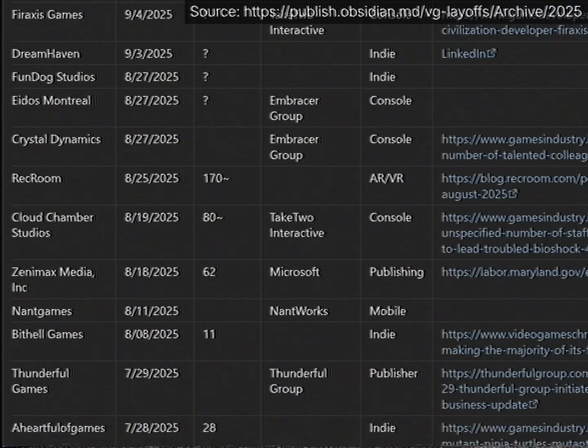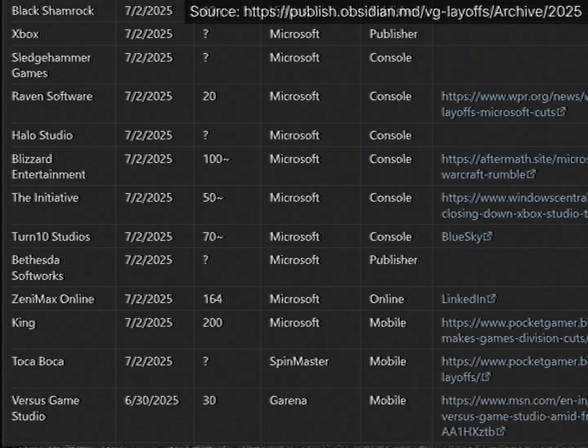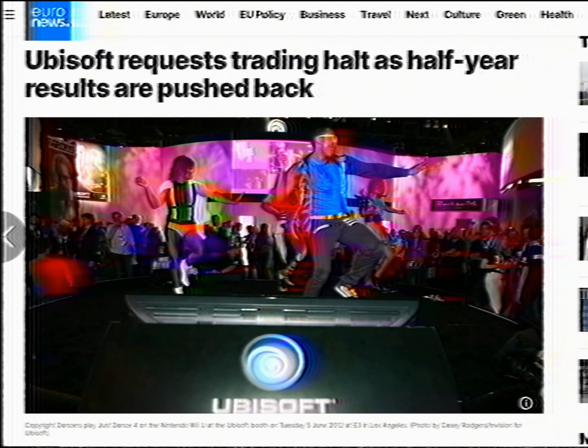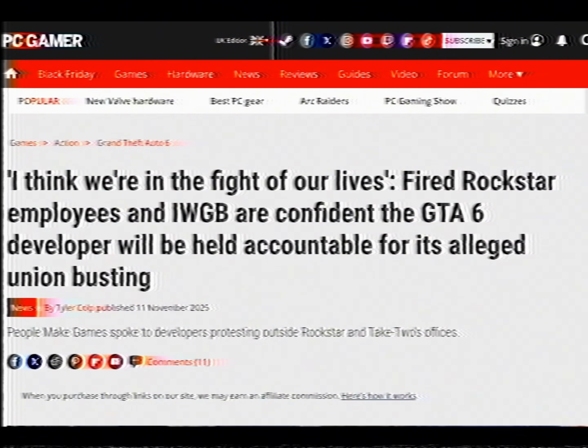We all know that the gaming industry is not doing well. We keep hearing about layoffs. Just today, I have this news here. Ubisoft halted the trading of their shares, and a few days ago, Rockstar decided to fire a bunch of people, allegedly union busting, and delayed Grand Theft Auto 6 by yet another few months. So we hear this stuff so often, and we've been hearing it for so long now that it's almost become normal. Like, we've become almost desensitized to it.